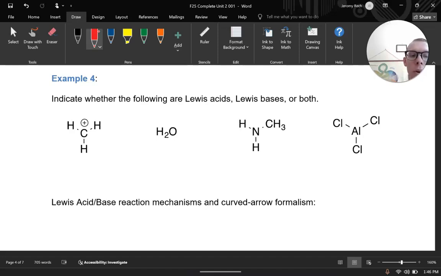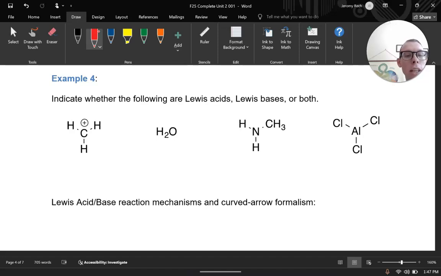So in our very first one, we have a carbocation. So we have a carbon that has 3 hydrogens around it and only 3. So it does not have 4 bonds, giving it a positive charge. If I'm looking at this carbocation, our question is, does it have lone pairs that can be involved in a reaction? Nope. It just has 3 single bonds to hydrogens. Therefore, this cannot be a Lewis base.